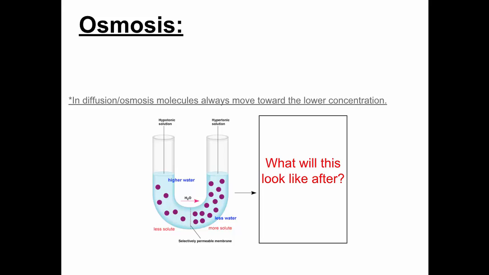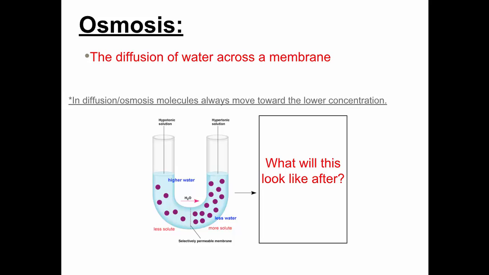Now, we have a special type of diffusion that we call osmosis. Osmosis is when it's water that is moving and it goes across a membrane. Isn't reverse osmosis something too? Yeah, it's a way to make purified, pure water. So if you look at this diagram, let's really think about this for a minute.